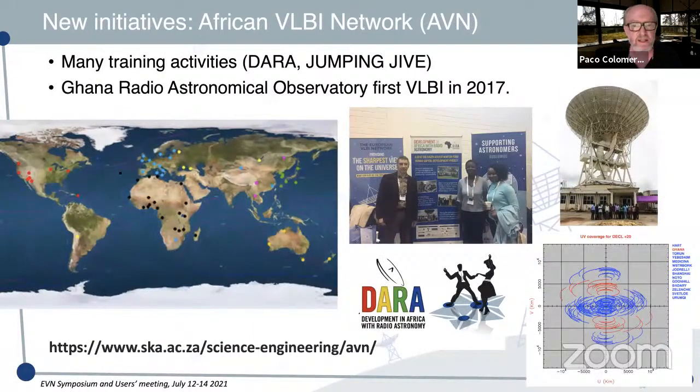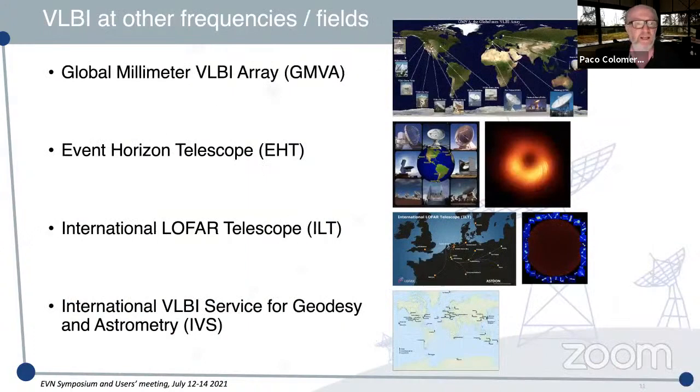This is another possibility that we are actually exploiting, in this case for the African VLBI Network, and it is the possibility to work together to develop training activities. In this particular case, the African VLBI Network has benefited from the DARA program, Developing Astronomy in Africa with Radio Astronomy, in the UK, and also from some of these Jumping JIVE projects. And the consequence has been to have one antenna already in Africa, in Ghana, which is capable of doing VLBI.